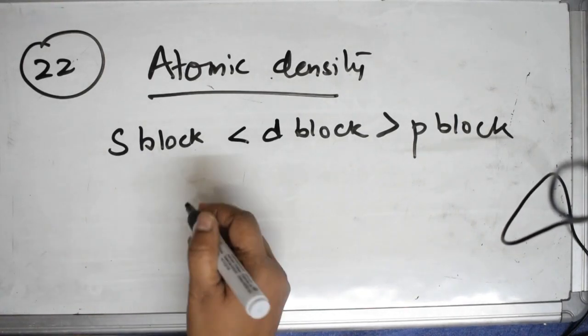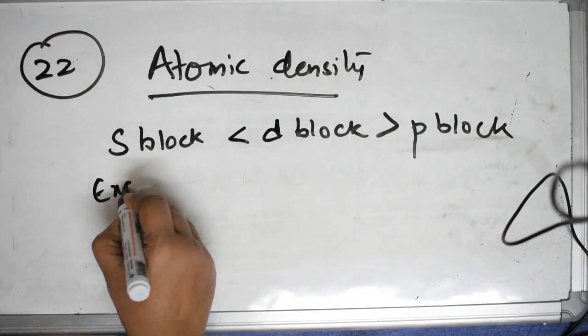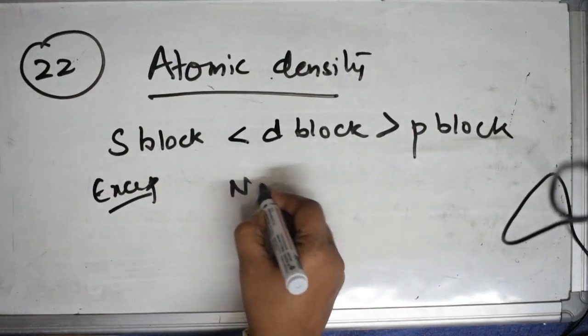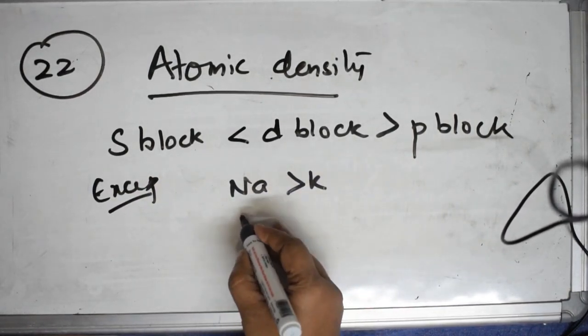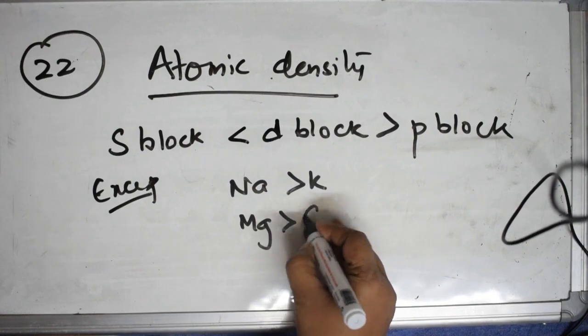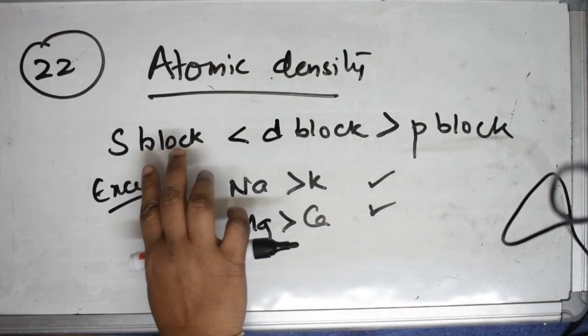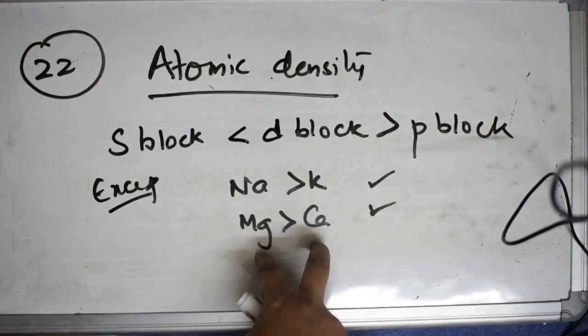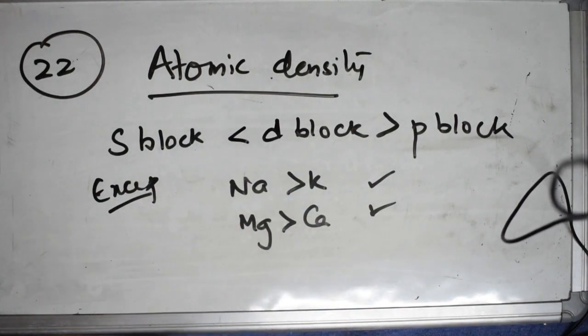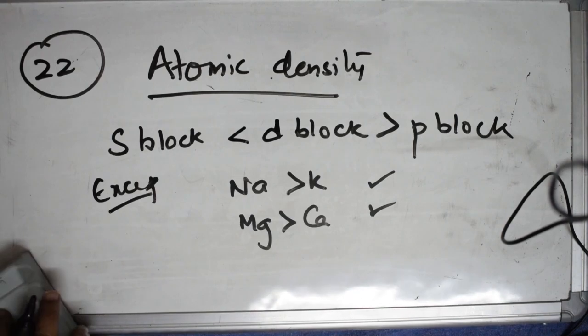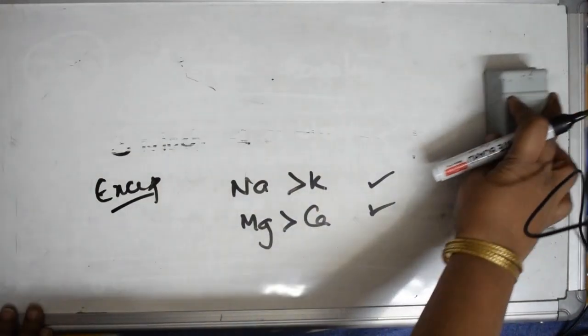There are certain exceptions here. In this case, sodium will be greater than potassium and magnesium will be greater than calcium. Remember, this is where they are going to ask you. This is the concept, but these are the exceptions you have in terms of atomic density. Right, now let us do the 23rd trick. Very interesting, isn't it?